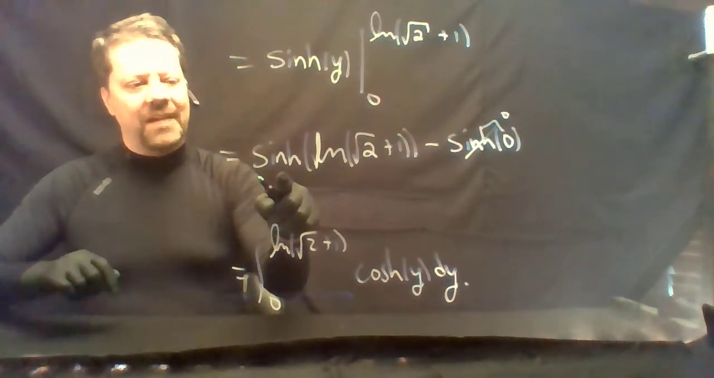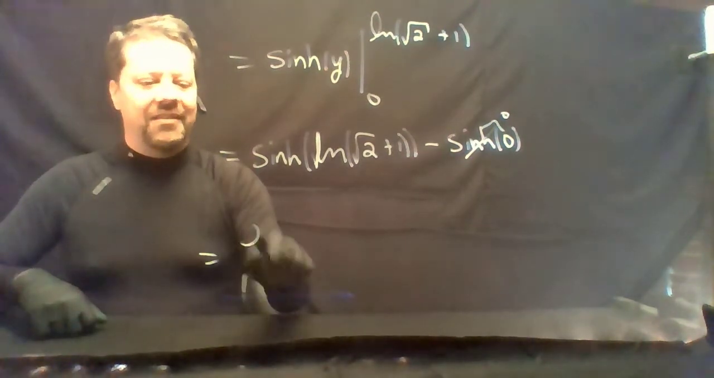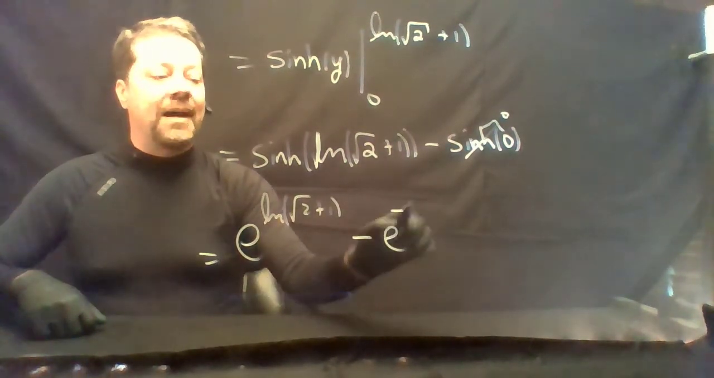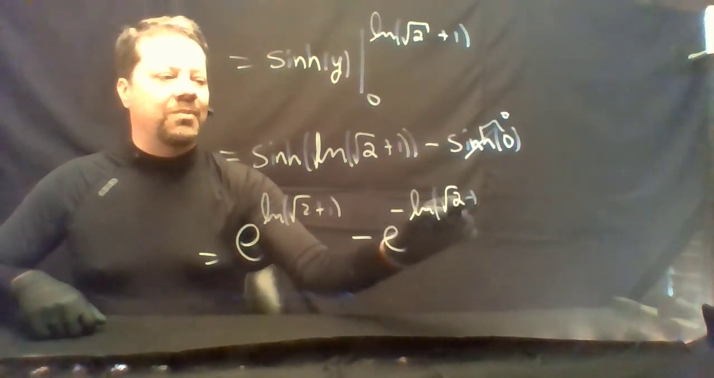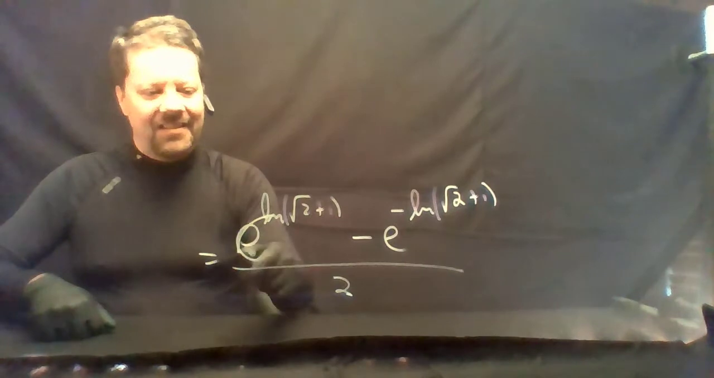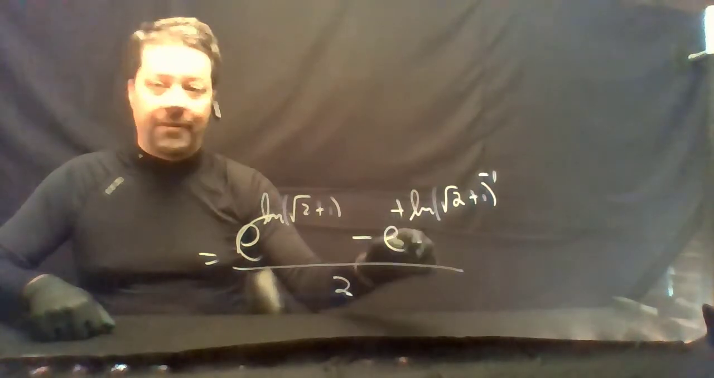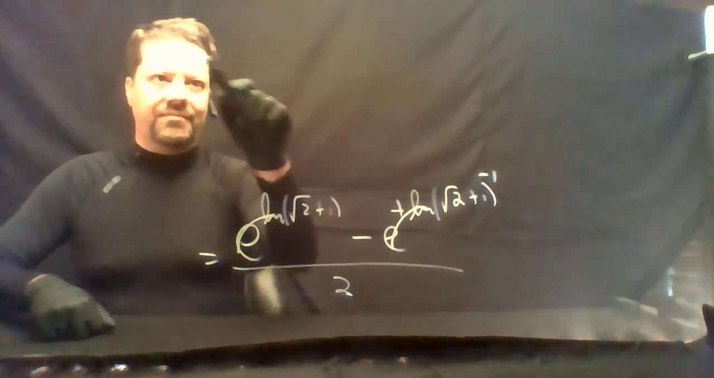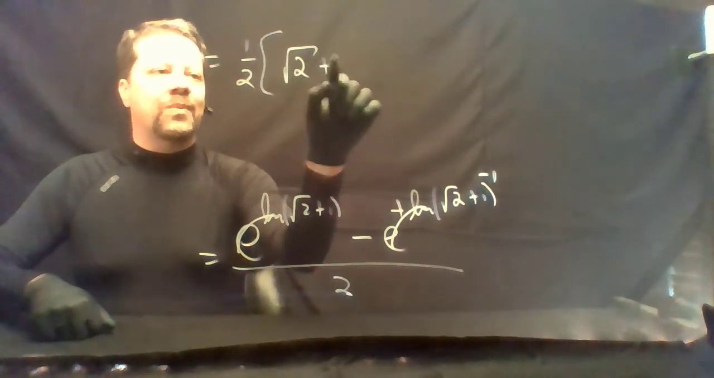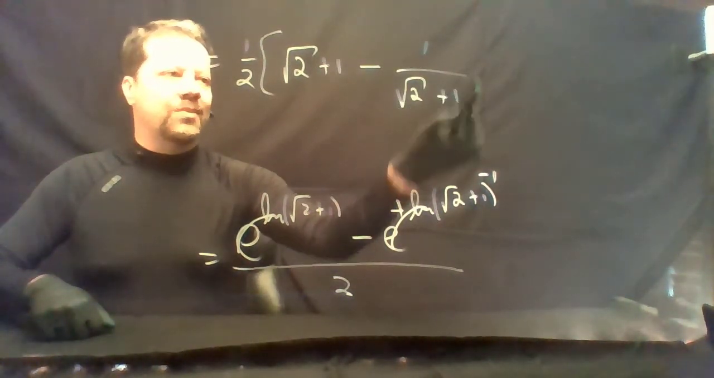The question is, what is the hyperbolic sine of the natural log of root 2 plus 1? We have e to the log, root 2 plus 1, minus e to the minus log, root 2 plus 1, all over 2. The e and the log cancel easily in the first term, but not in the second term. You have to bring the negative 1 up first. Then you can cancel. I'll put this 1/2 out front. We'll have root 2 plus 1 minus 1 over root 2 plus 1.